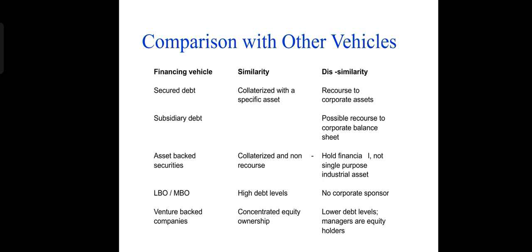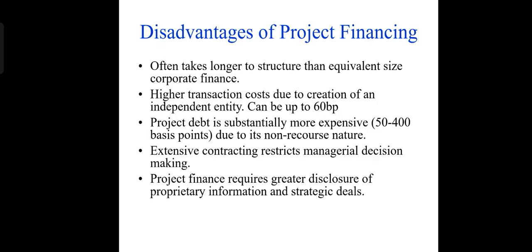Comparisons with other vehicles. These are the major comparisons of financial vehicles, similarities and dissimilarities. Disadvantages of project finance: it often takes longer to structure than equivalent size corporate finance. Higher transaction cost due to creation of an independent entity, can be up to 6%. The project debt is substantially more expensive, 300 to 400 basis points, due to its non-recourse nature.